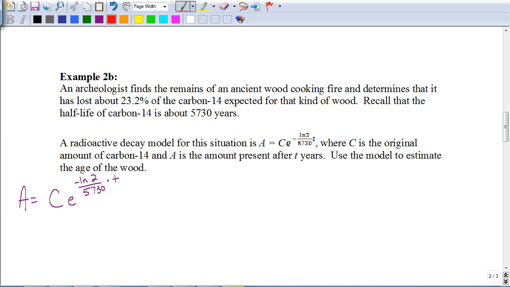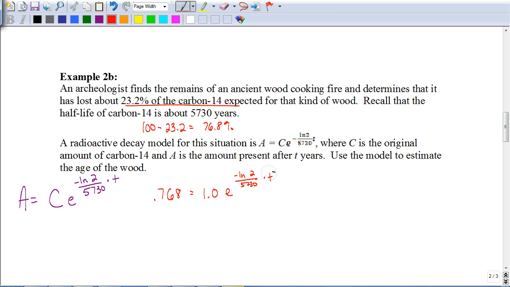Okay, so first off, we know that it's lost 23.2% of the original carbon-14. So that means that if we had 100% originally, and we lost 23.2%, that means 76.8% is present after a certain amount of time. Or as a decimal, that would be 0.768. And C is your initial amount. So we're going to assume that we started out with all of our carbon-14, so 100% of it, which as a decimal is 1, times e to the negative natural log of 2, divided by 5,730.